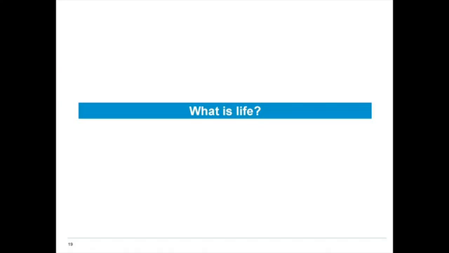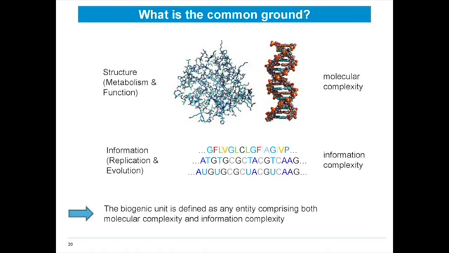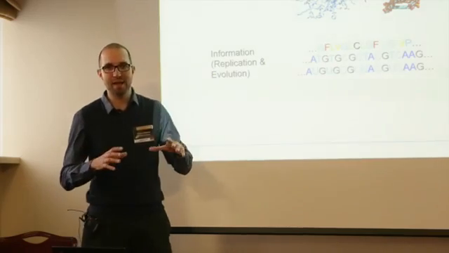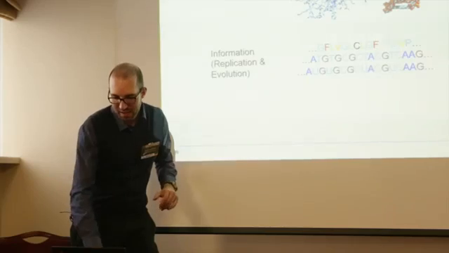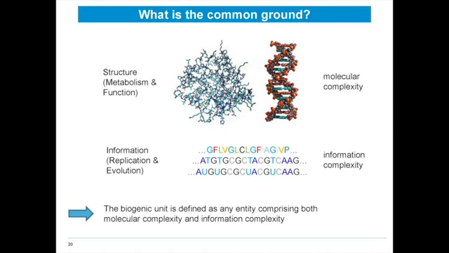Let's look at what is the common ground of life. We need structure for metabolism and function, and this structure requires molecular complexity. On the other hand, we need information for replication and evolution, and that I would term informational complexity. So we have two types of general systems that we need combined so that metabolism and evolution can happen, to whatever degree.